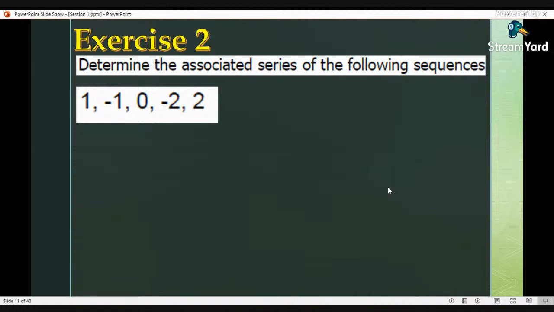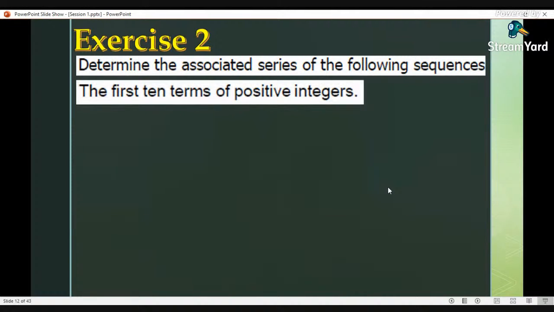Good morning. And again, let's find this. Okay. Determine the associated series of the following sequence: the first 10 terms of positive integers. Okay, so the first 10 terms of positive integers, that should be 1, 2, 3, 4, 5, 6, 7, 8, 9, and 10. So all we have to do is add them.